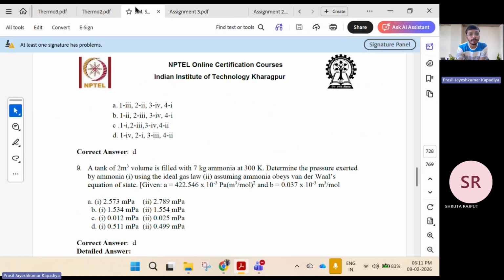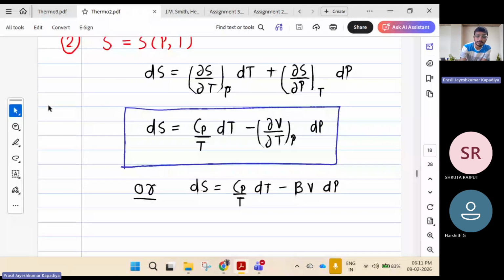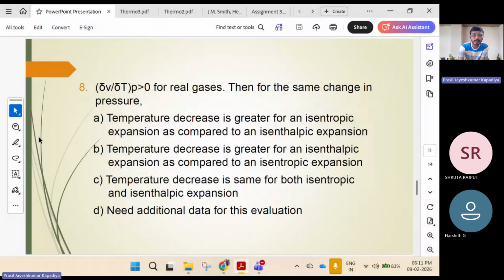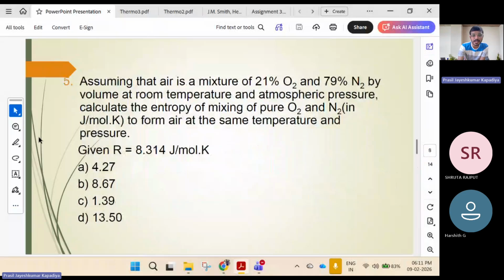Okay, so let's move ahead. So there is one more problem. Where does it go here? Yeah. So we are asked that, this one, this we did last time.